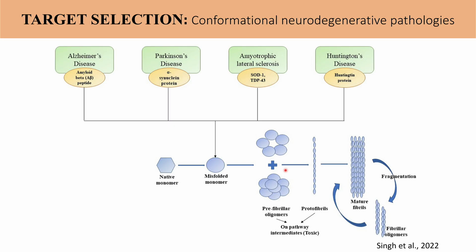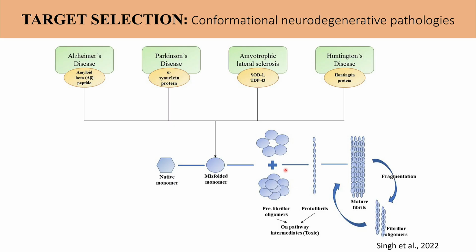ALS is superoxide dismutase 1, this is a copper zinc SOD, and then TDP43. Then in Huntington disease, there is a protein Huntingtin. So all these neurodegenerative diseases have their own hallmark proteins which cause the disease. And if we see what happened to these hallmark proteins, one thing is common in them, that is they all aggregate.